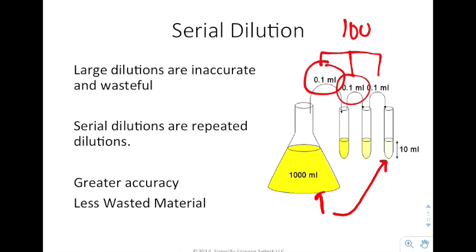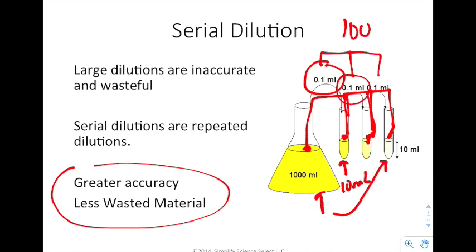But what we're doing is we take a small sample of the very concentrated and we dilute that to usually something around the order of 10 mils. Then we take a sample of the diluted and we dilute it again. And we take a sample of that diluted and we dilute it again. And we keep diluting it over and over again until we get the dilution that we want. Now, the reason for a serial dilution is that it has greater accuracy and is less wasteful of material.